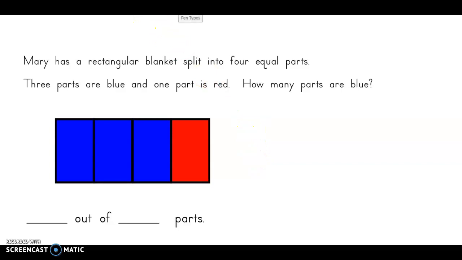So remember, we have to count and figure out how many are in the whole. And we know from our problem there are four equal parts, and three of those parts are blue. So I would come down here and write three out of four parts. And that answers my question from up here in the problem, how many parts are blue? So let's take a look at another example.